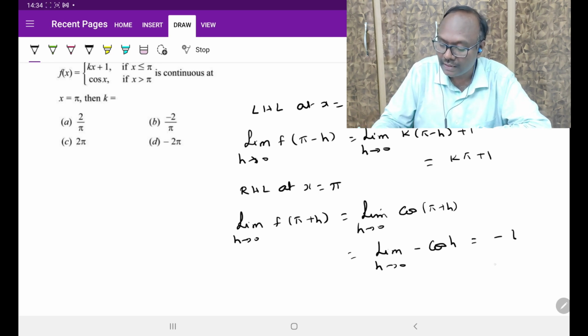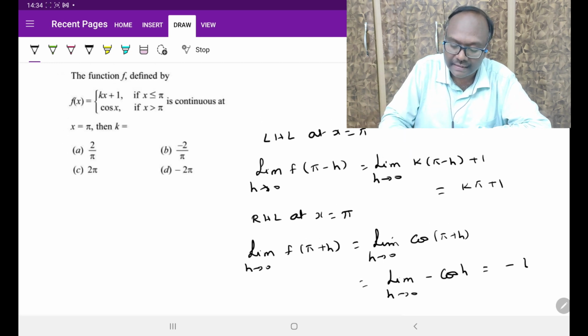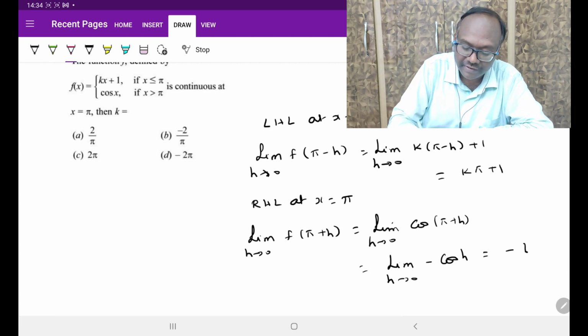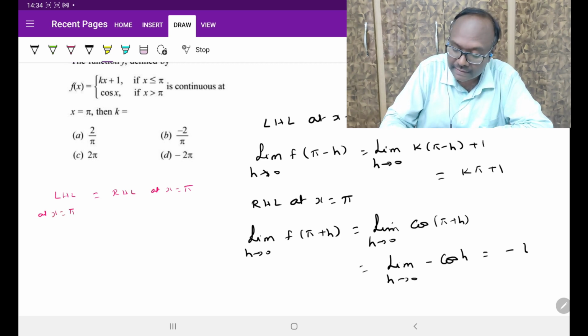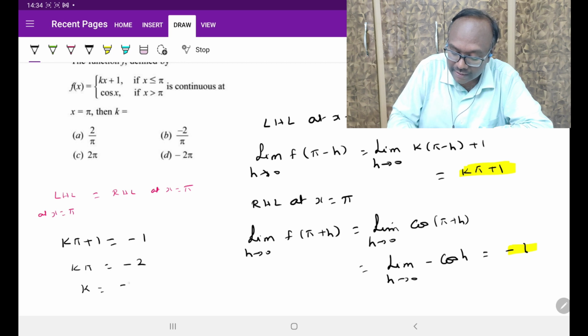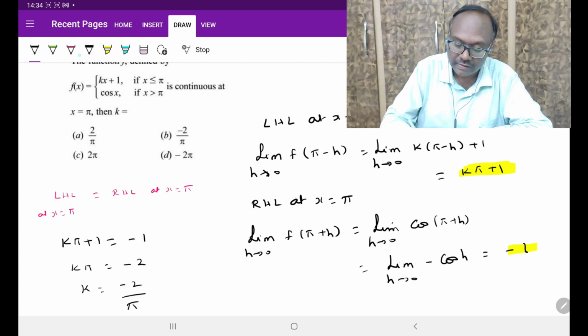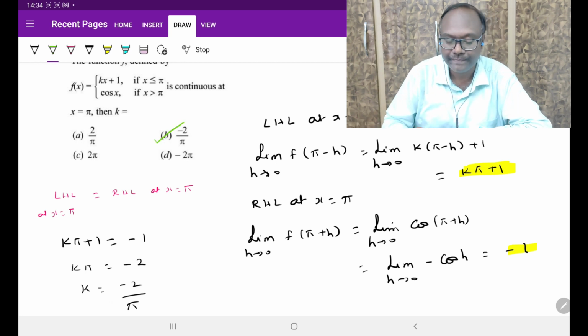So we got k pi plus 1 is equal to minus 1, because it is already said that the function is continuous, which means the left hand limit should be equal to the right hand limit. So since the function is continuous, LHL equal to RHL at x equal to pi. So k pi plus 1 should be equal to minus 1. On substituting, we get k pi equal to minus 2, or k equal to minus 2 by pi. So the right option is option B.